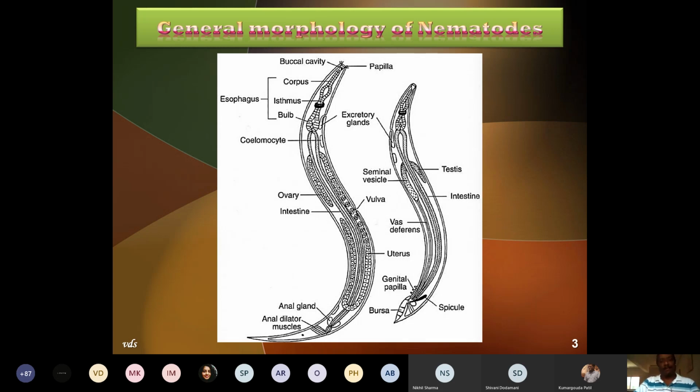Now, in the male, the reproductive system can be divided into testis, seminal vesicle, and a long tubular vas deferens, which opens at the posterior end into the cloaca in the form of the ejaculatory duct. Now, the cloaca actually is the opening for the intestine. Here in the male, the ejaculatory duct opens into the cloaca, which is the common opening for the alimentary canal.